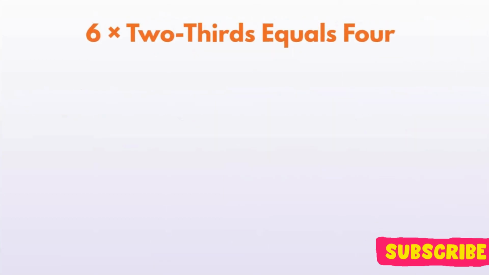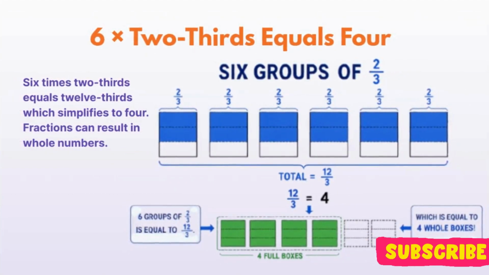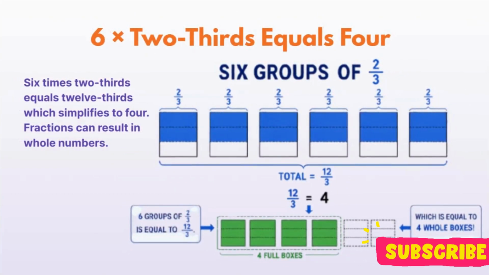Okay, let's take another example to clear this concept. If I want to multiply 6 with 2/3, the answer will be 12/3, as 6 times 2 is 12. This fraction is an improper fraction. It can be converted into a mixed fraction, and it can be simplified. As it is better to simplify, the answer will be 4.